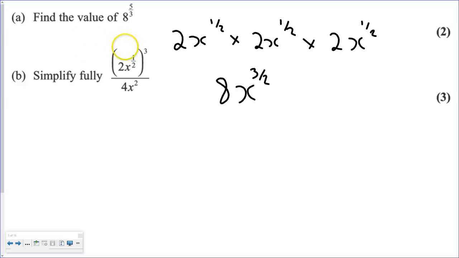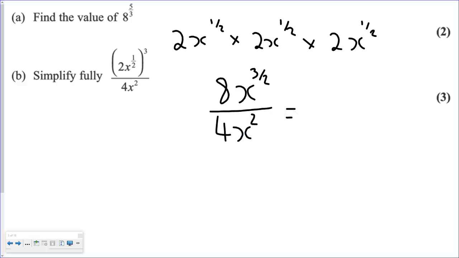Just remember, when you've got this all in the bracket, it means you have to cube both of these terms. So cube the 2, the 8, like we got here, cube the x to the power of a half, and so you just times the powers there. 3 times a half is just 3 over 2, and that's how we get the following result. The bottom of the fraction, we just have 4x squared. So we'll get some credit for doing that.